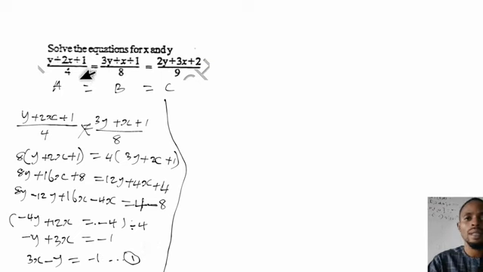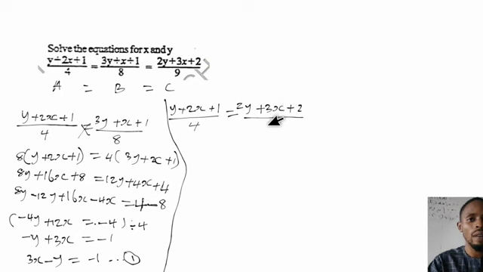So the next thing now, let's equate a to be equal to c, which is this one to be equal to this. Let me start from here. We have y plus 2s plus 1, divided by 4, to be equal to our c here, that is 2y plus 3s plus 2 divided by 9. So the next thing now, you do the same process as before, which is to collect like terms, and you cross multiply.